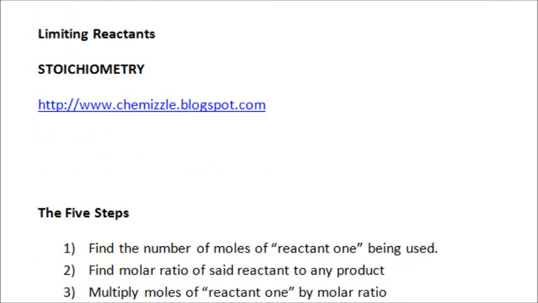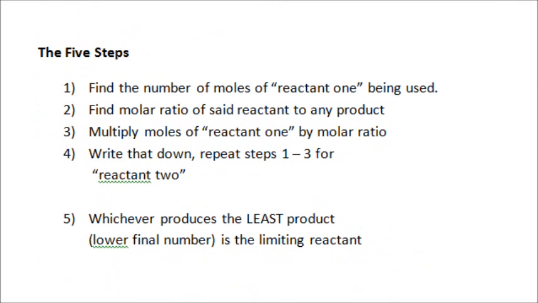The 5 steps to do a limiting reactant problem are as follows: find the number of moles of reactant 1 being used. You know how to do that. Find the molar ratio of said reactant to any product. You also know how to do that. Multiply moles of reactant 1 by molar ratio. You know how to do that. Write that down. So those are the first 3 steps, and those are the exact steps for a stoichiometry problem.